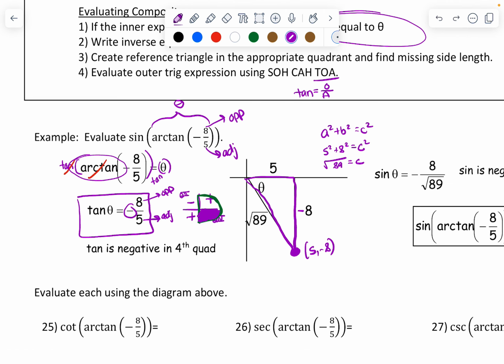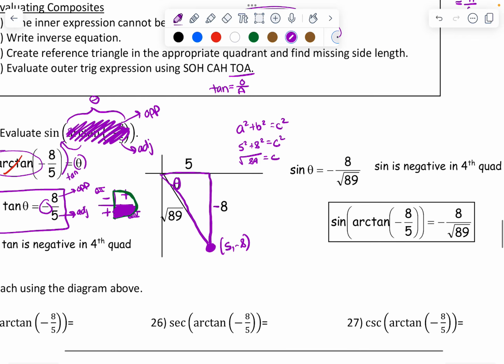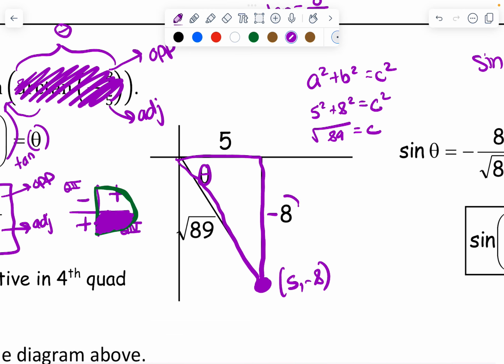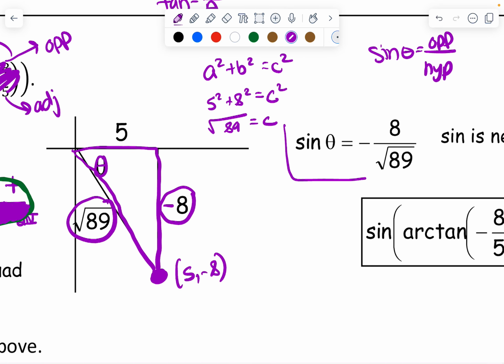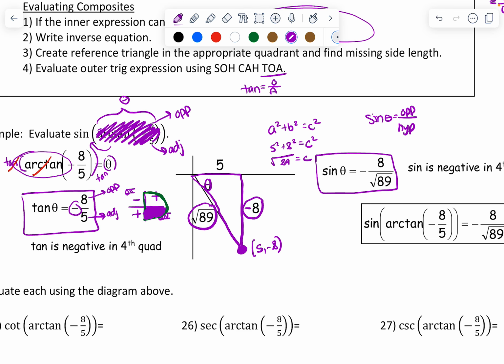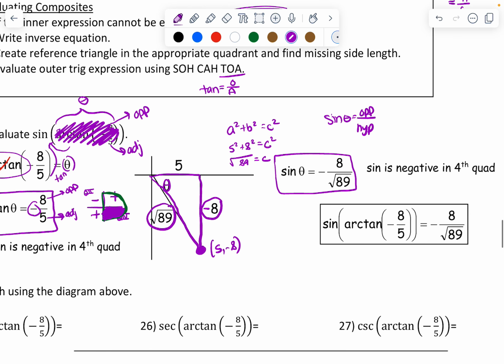So once you have your triangle constructed, you have a setup for theta, which is what we needed, okay? So once we find out what that triangle looks like, we have a triangle for theta. So I would work my way out to the next part, which would be sine theta. Sine is going to be opposite over hypotenuse. And if I look at the triangle that I constructed from arctangent, opposite is negative 8, hypotenuse is root 89. Therefore, this is the answer. And you can type this in the calculator and you will get the same answer.